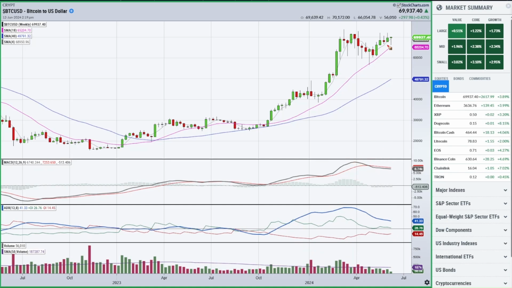I had a few questions about this. I'm saying no, this is not a short sale or anything like that, just based on what the MACD is doing. But it might take a little bit longer. It could consolidate in here.